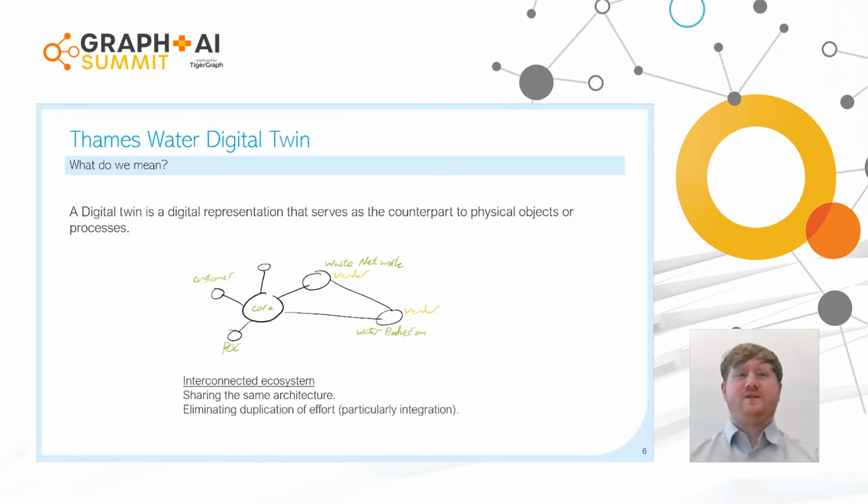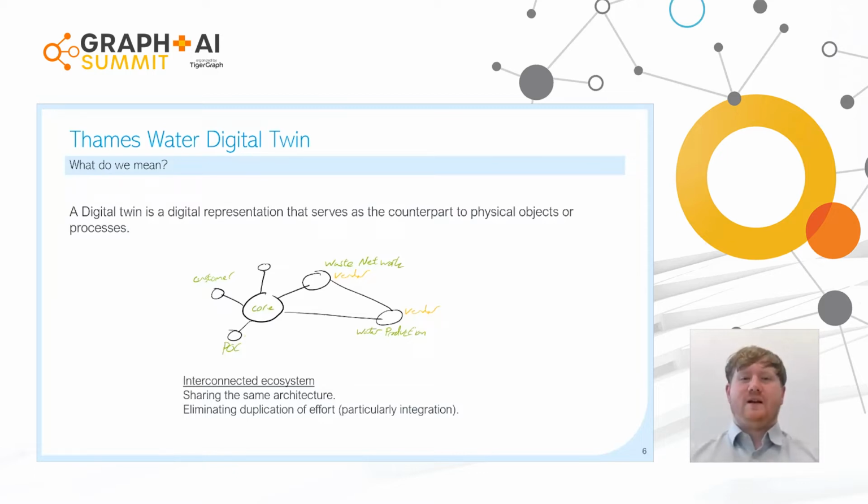Thanks, Jethro. So digital twins is somewhat a buzzword in the industry. While it has a good definition, it has a somewhat vague meaning. So the definition: a digital twin is a digital representation that serves as a counterpart to physical objects or processes. We've probably all heard that phrase quite a few times, but the value behind the digital twin is what you do with it rather than just what it is.